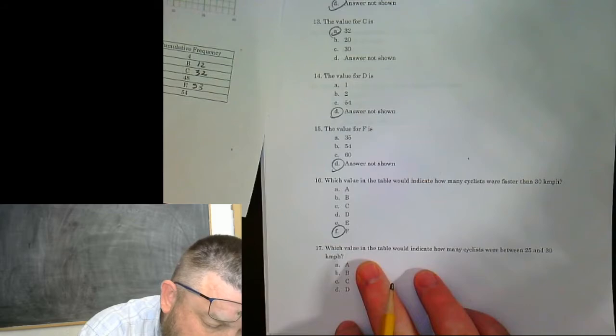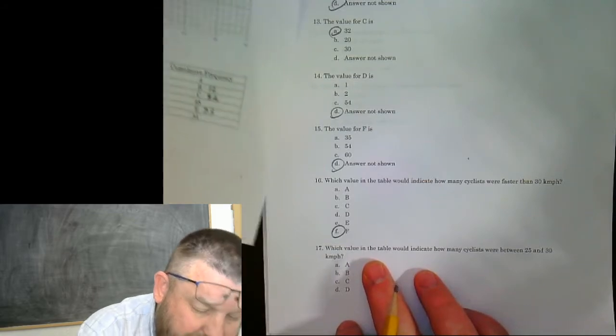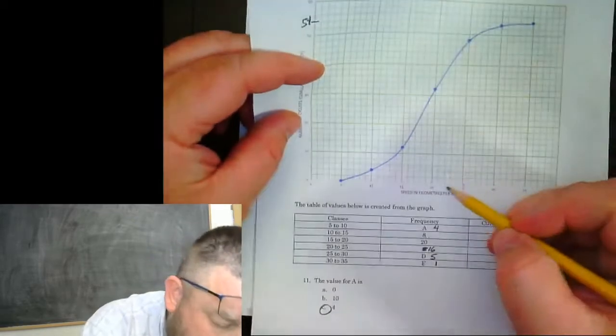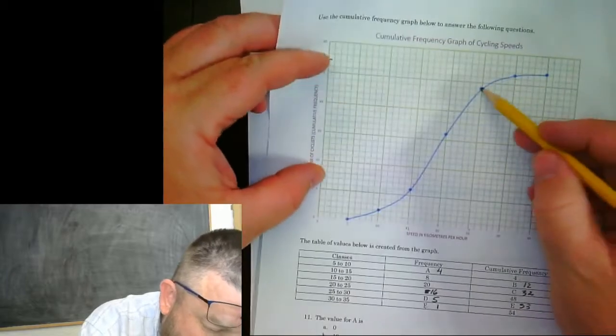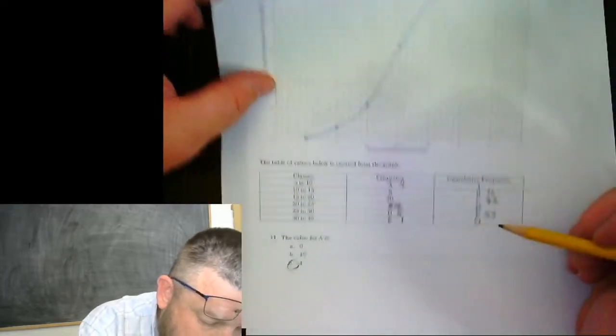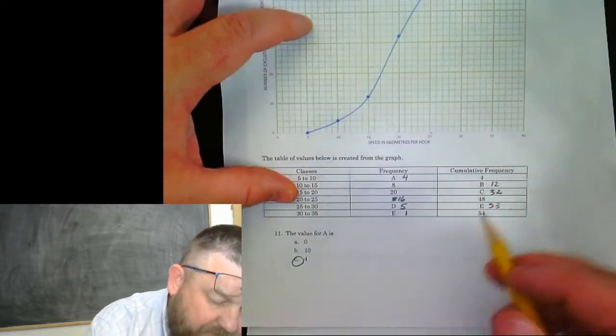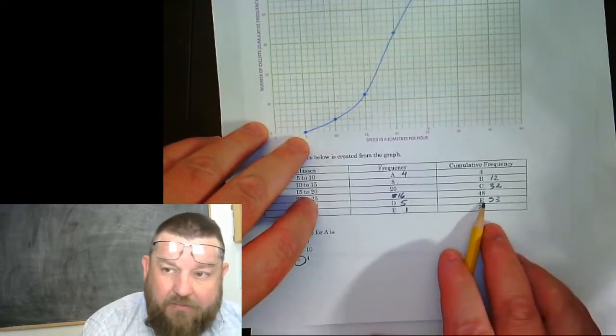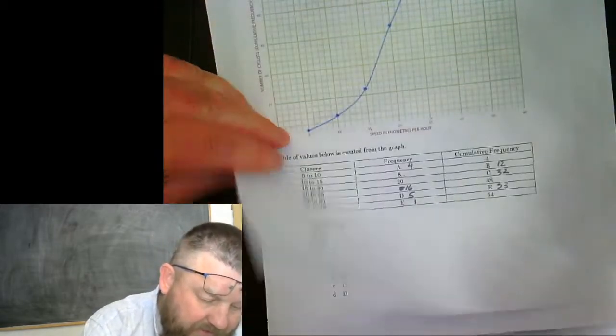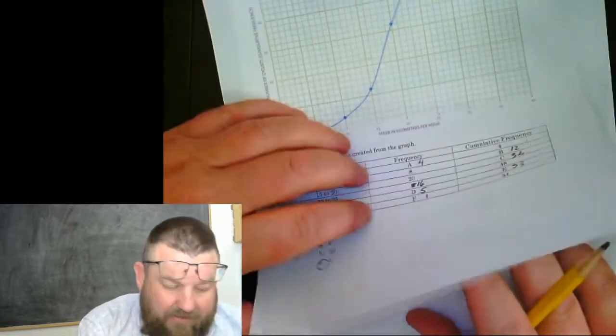Okay, which value in the table would indicate how many cyclists were between 25 and 30? So here's 25 and here's 30. 25 to 30. That would be 5. It's the frequency, not the cumulative frequency. So it would be D. 17, D. All right.